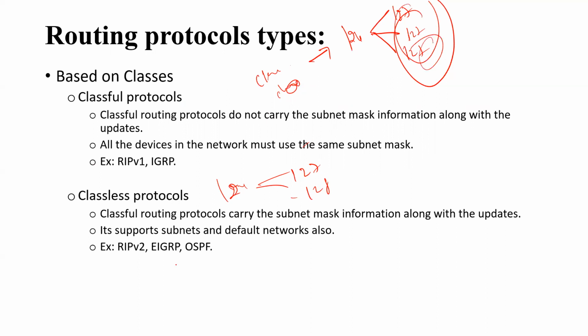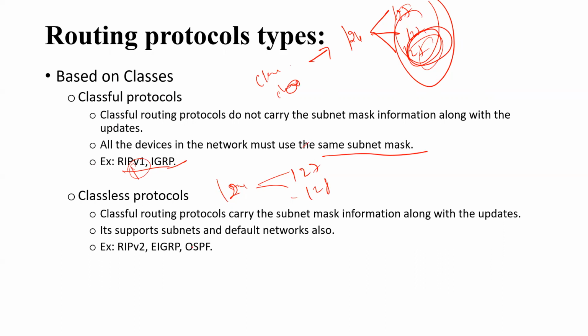This is what you need to remember. All the devices in the network must be in the same subnet mask. This means same subnet. So these are some routing protocols which you use. Classful protocols are RIP version 1 and IGRP. We'll discuss in detail what is IGRP and what is RIP version 1. But for now, what is a classful protocol? It uses the same subnet in the organization.